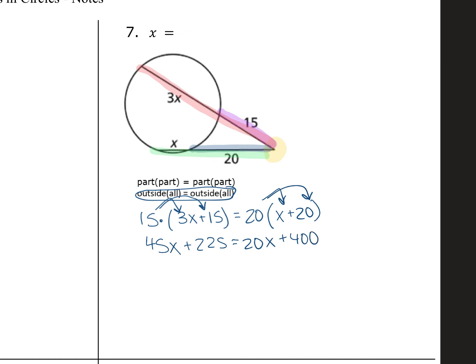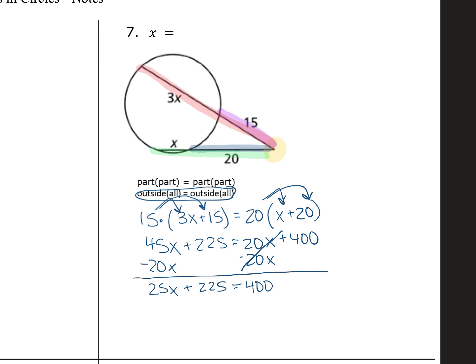We want to put our x's together, so we're going to start with the smaller x, which is the 20x. We're going to do the opposite, so we're subtracting it on both sides. 45x minus 20x makes 25x. Bring down the plus 225. The 20x's cancel out. Bring down the 400.